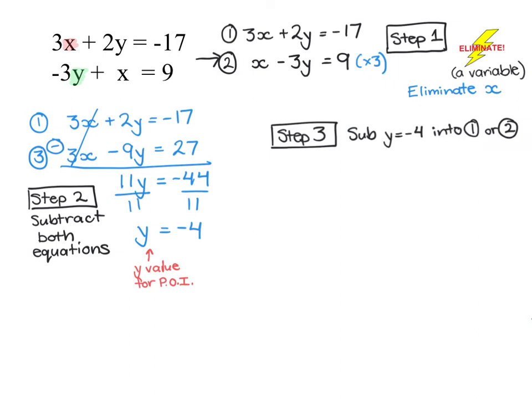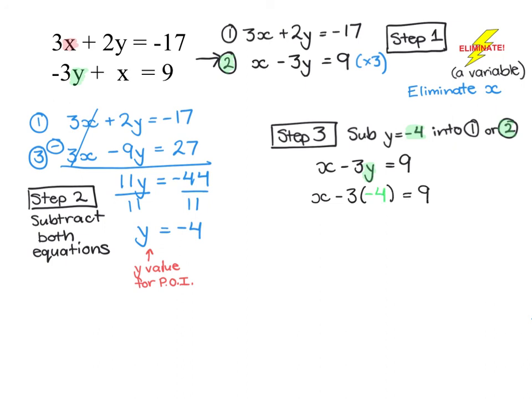meaning we're going to move on to step 3. We're going to sub the y is equal to negative 4 into either equation 1 or 2. Well, I'm going to choose equation 2 because, again, I feel the numbers are quite small, so let's write that down. So x minus 3y is equal to 9. But now, every time I see y, I'm going to sub in negative 4. So x, then minus 3, and in bracket, I'm going to put negative 4, close the bracket, is equal to 9.